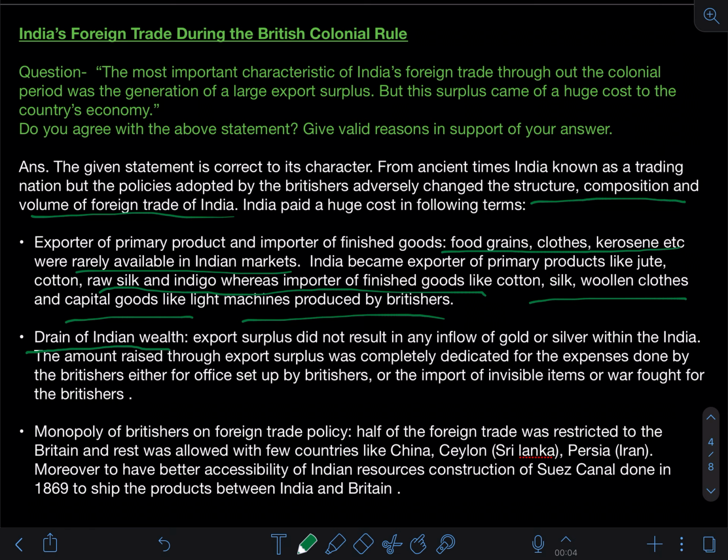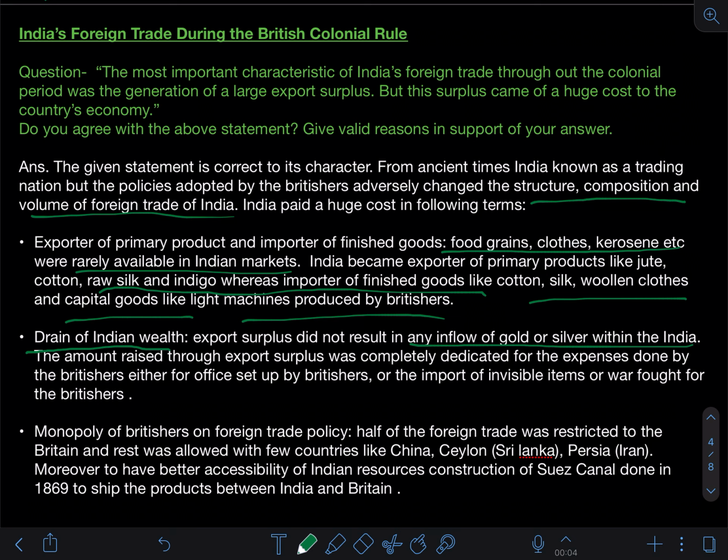Though the inflow was there in terms of currency, that has not been used by Indians. That was used by the foreigners for various purposes, for their own various expenses at that time. So the export surplus did not result in any inflow of gold or silver within India.